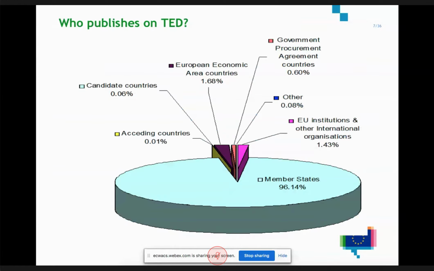Who publishes on TED? We can see that most of our publishers come from the member states, from central governments or regional or local authorities: 96.14%.